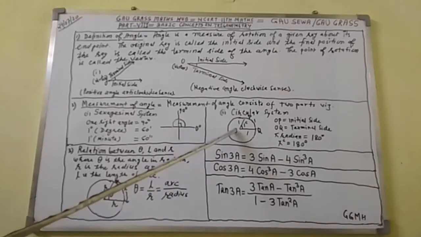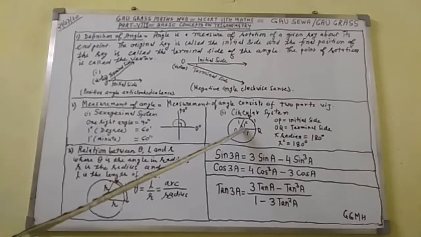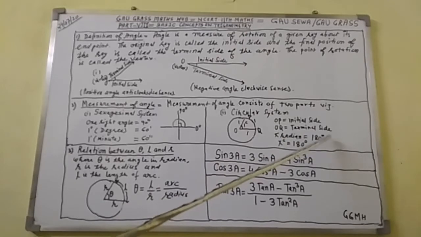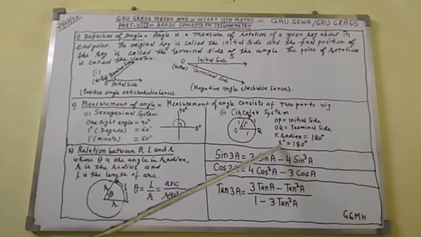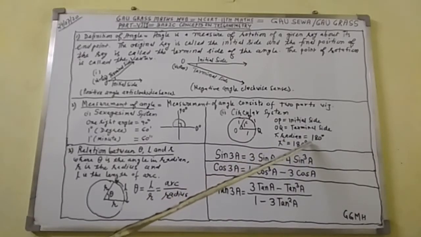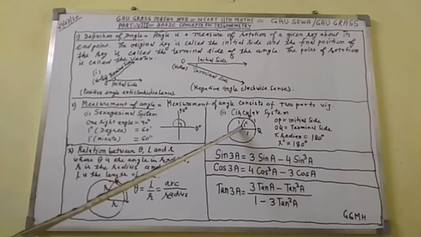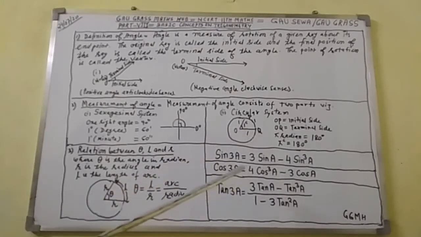theta angle will always be measured in radian. That's why pi radian is equal to 180 degree. Pi radian, you can see the small c, is denoted as radian. Pi radian is equal to 180 degree. Theta is always measured in radian. Now come to the next concept.